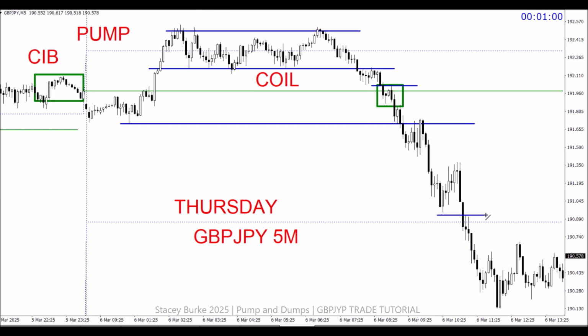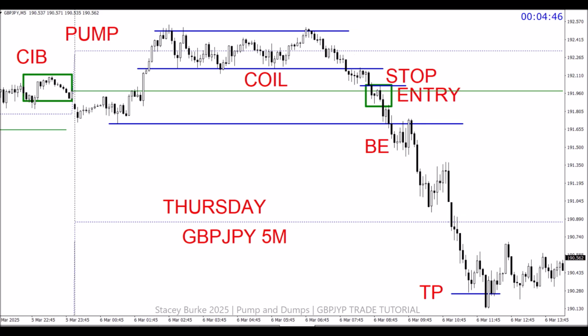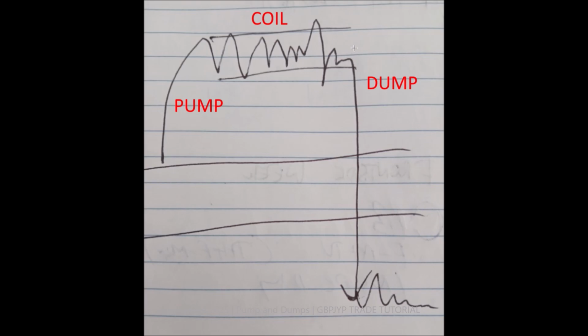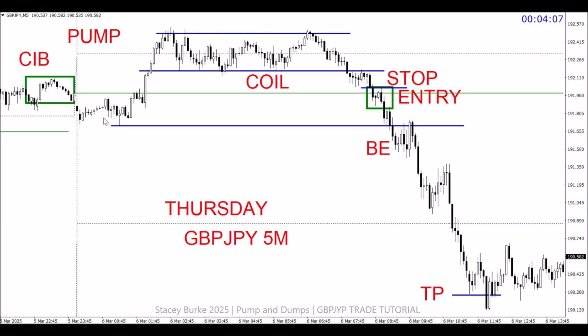As it breaks through the low of day level, traders can either take profits on the revisit of the extreme or hold this into the close of the day. Only 2 things traders can control: how much they earn and how much they lose. Entry, stop loss, break even level, and take profits. Pump, coil, and dump. That is the trade setup and the trade itself.